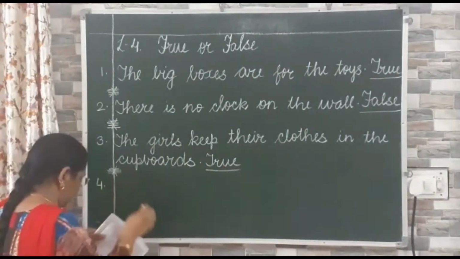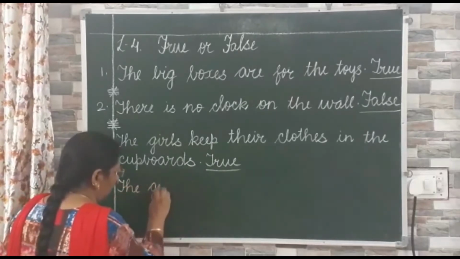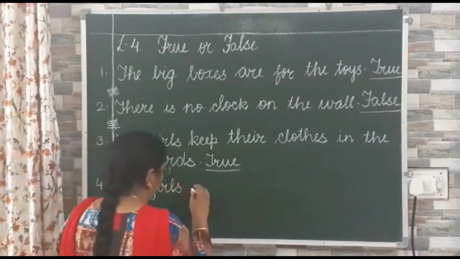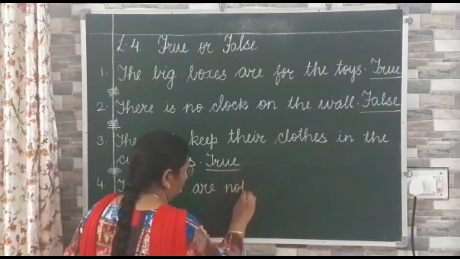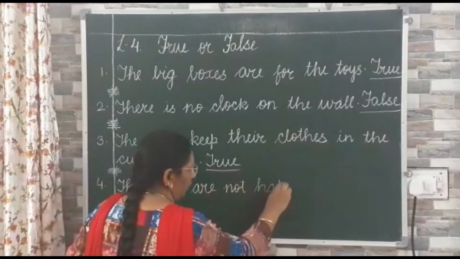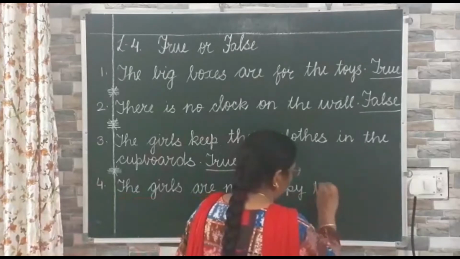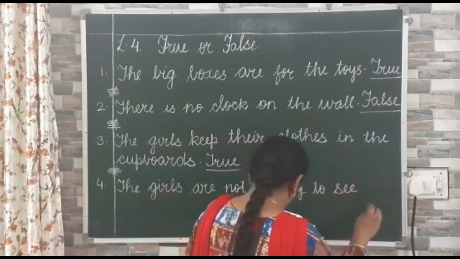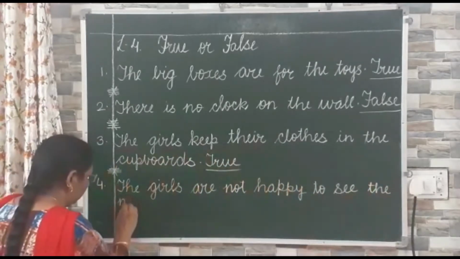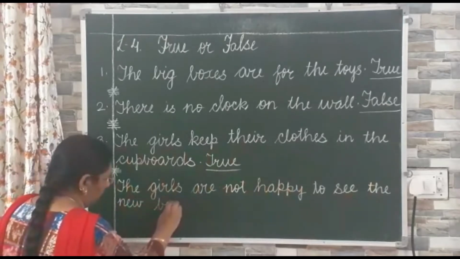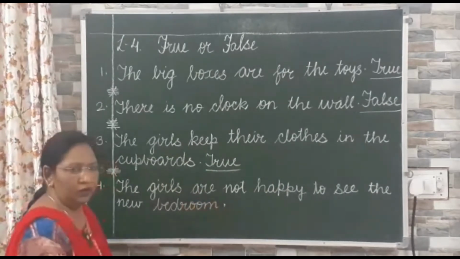Number 4 is: the girls are not happy to see the new bedroom, full stop. Let's read it again.